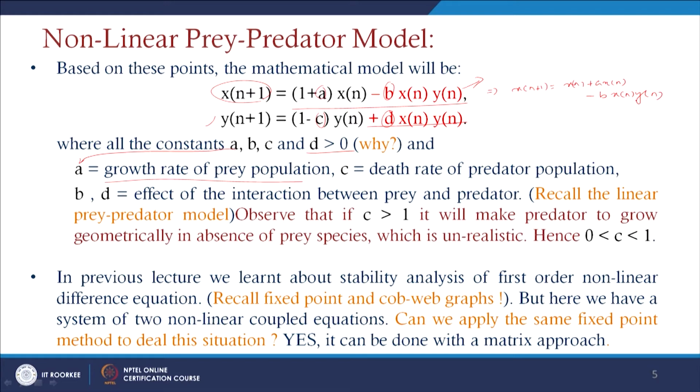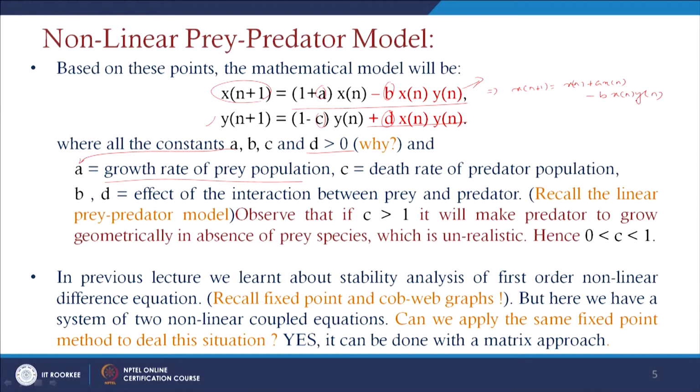If prey is present, then resources are available, they can eat and they can grow. So if there is prey, there is a growth rate of prey, and it cannot be negative, since deer can give birth to other deer. This means that they cannot kill each other. And second, c is the death rate of the predator population.